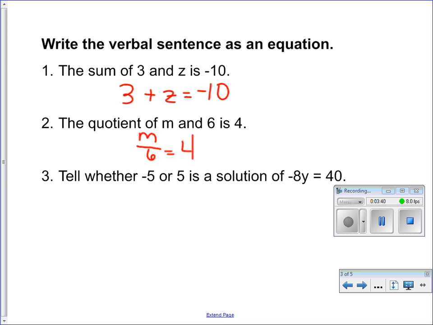And number 3, tell whether negative 5 or 5 is a solution of negative 8y is equal to 40. First, you will substitute negative 5. If that's not the correct solution, then you would substitute 5. This is how you will pose your answer in your homework problems.